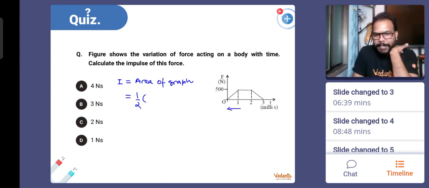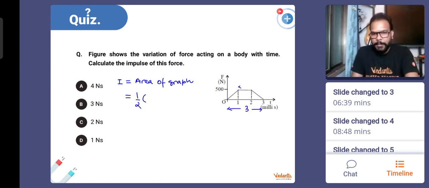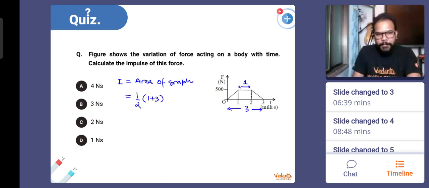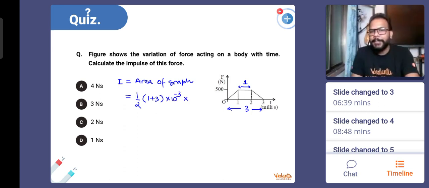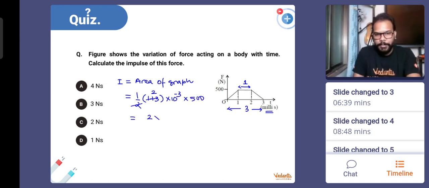Half into sum of parallel sides. This is 3. This is 1. Right? So 1 plus 3, into 10 to the power minus 3. Why 10 to the power minus 3? Because it is milliseconds. And the gap between them is 500. So this is 4 by 2. So 2 cancels 2 times. 2 into 500 is 1000 only.